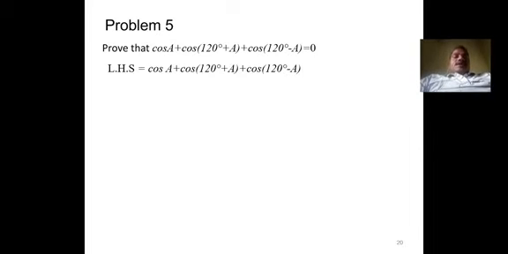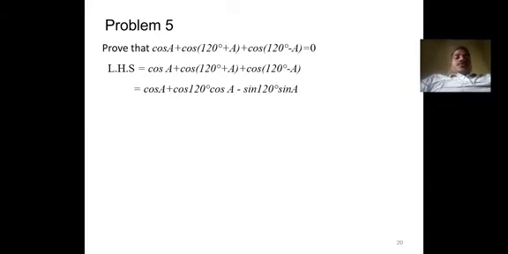Take the LHS part, that is cos a plus cos(120 plus a) plus cos(120 minus a). Here, for the last two terms, cos(120 plus a) and cos(120 minus a), you can apply the formulas for cos of a plus b and cos of a minus b. The formula for cos(a plus b) is cos a cos b minus sin a sin b, and the formula for cos(a minus b) is cos a cos b plus sin a sin b.